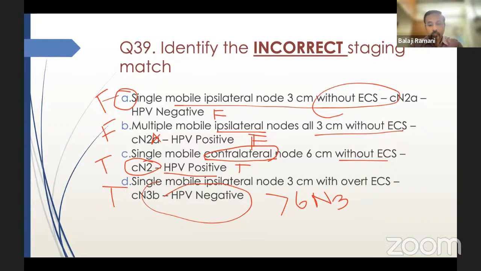So nasopharynx, if you want to talk about the staging, N1 is less than or equal to 6 centimeter ipsilateral. N2 is less than or equal to 6 centimeter contralateral or bilateral. N3 is any node greater than 6 centimeter or distal to the cricoid. Okay, so this is going to be the classification for nasopharynx and for your HPV positive oropharynx. Are you clear now? Anybody has a doubt with regard to this?